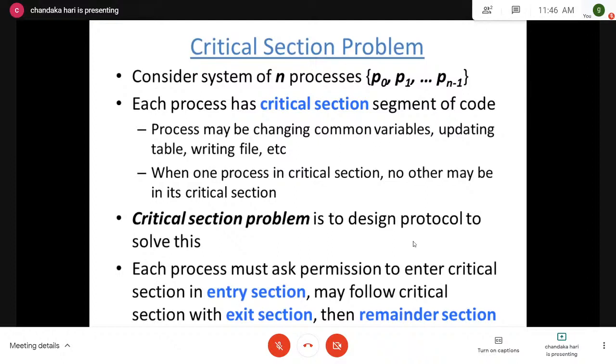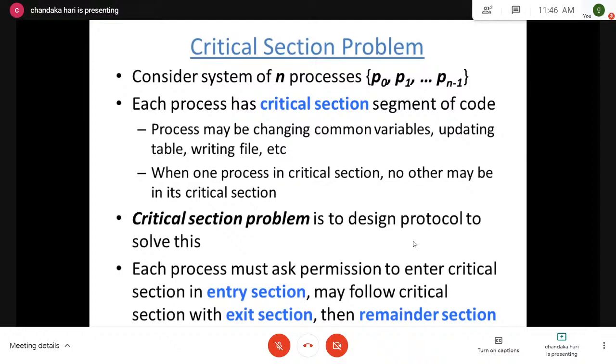Now, let us see a small example. Consider there are n processes running in my computer system, P0, P1, and so on up to Pn minus 1. These are all sharing some variables. If any process is executing, suppose P1 is executing in its critical section, then no other processes are allowed to execute in their critical sections.